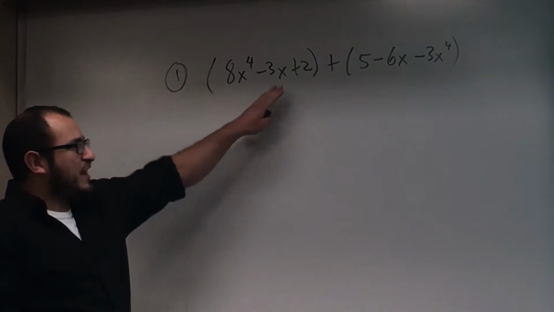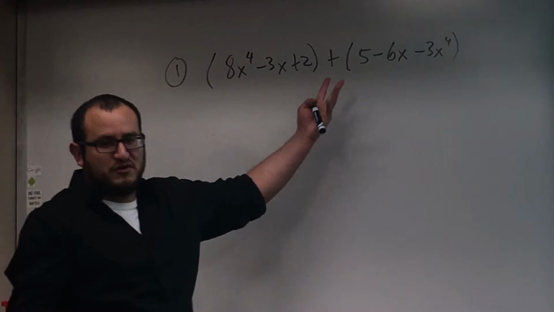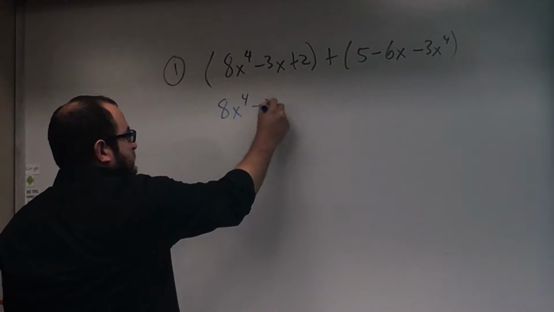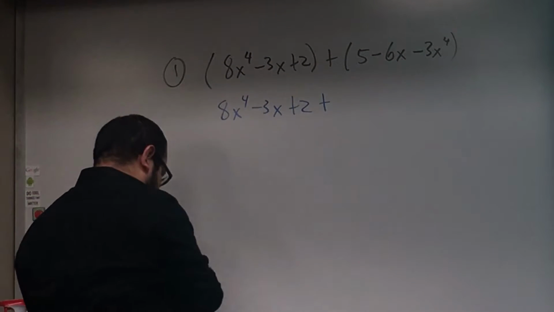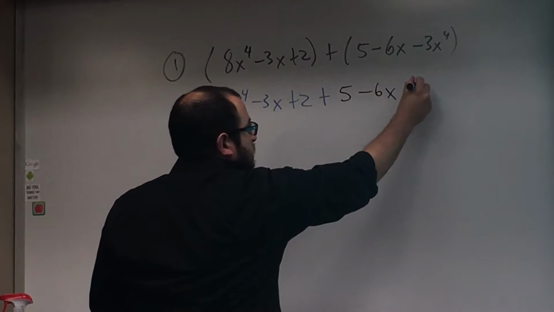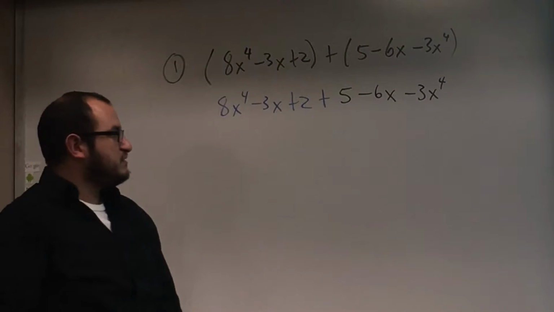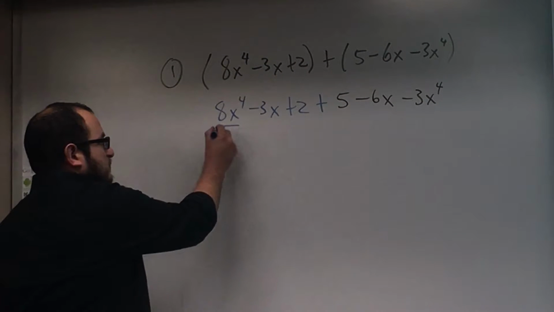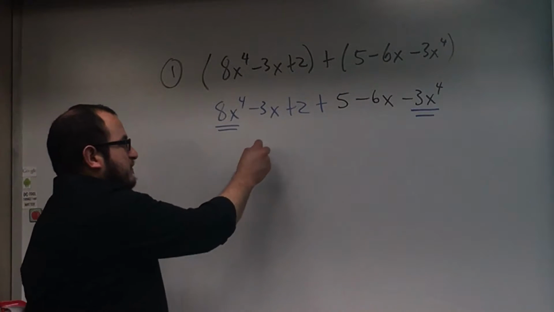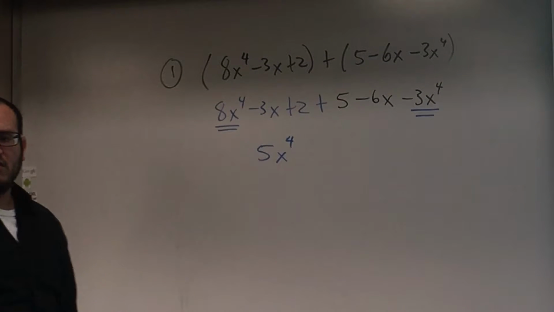Alright, for problem number 1, we don't actually need the parentheses because when we're adding two things, there is no need for the parentheses. So let's get rid of them. And now you ask yourself, what can you combine first? So you have 8x to the 4th, and you have negative 3x to the 4th. So 8 minus 3 is 5. We don't do anything to the variable or the exponent.